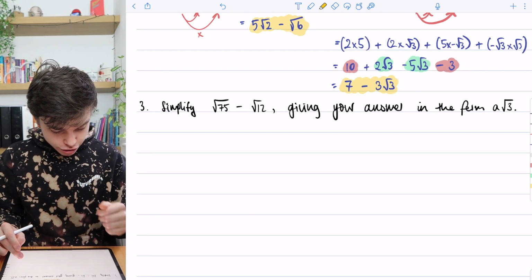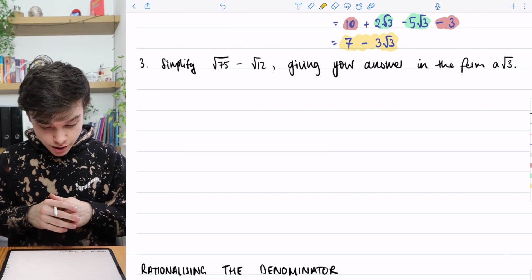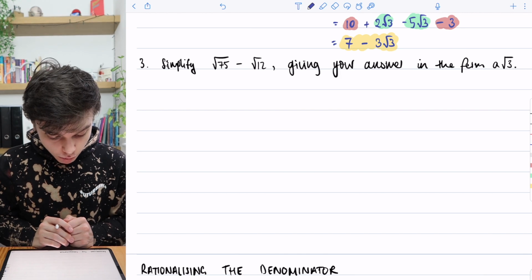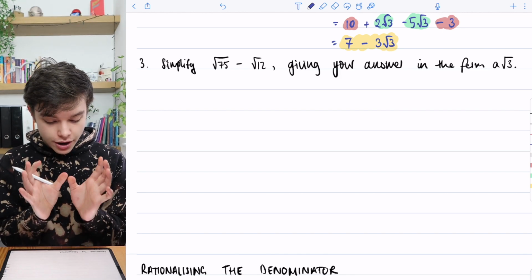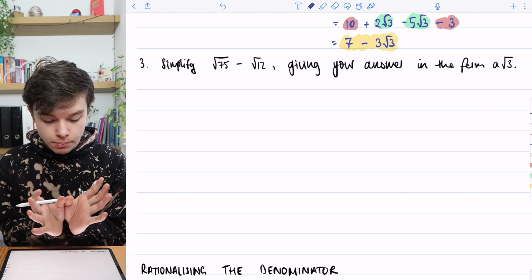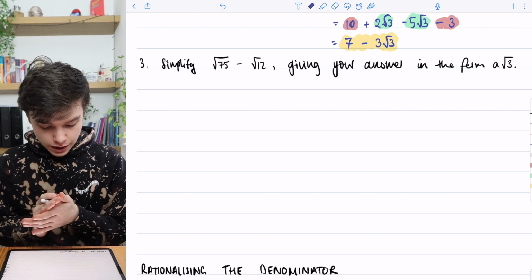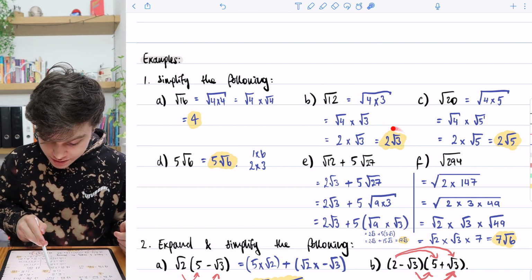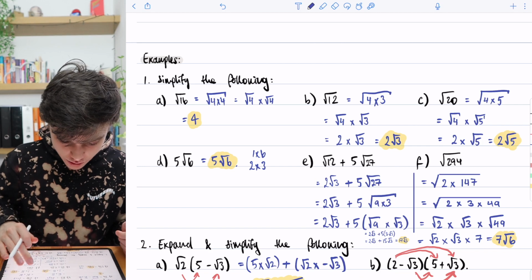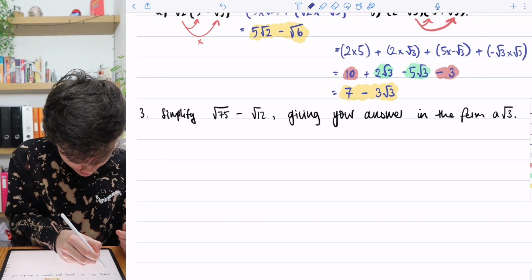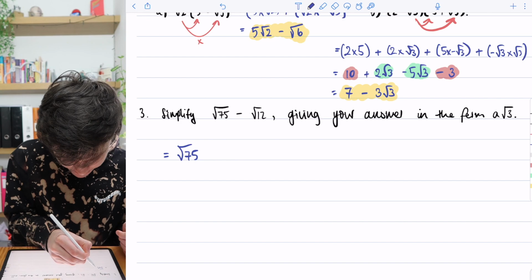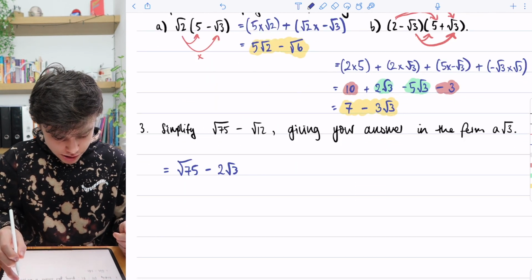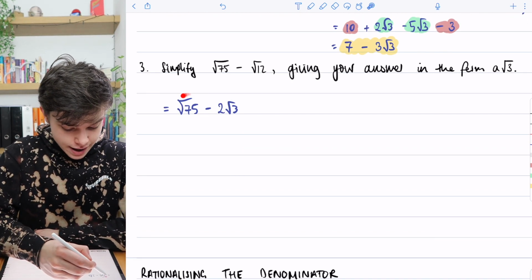Okay, question 3, you can pause and have a go if you've not done so yet, but we'll work through the answer for anyone that's had a go. So, again, what we need to do is just like in question 1, we need to take out the biggest square number from both 75 and 12. We actually know what 12 is, we did that in part B. 12 is the same as 2 root 3. So I'm going to write that down here. That's equal to root 75 minus 2 root 3, is that right? Yes, it is. So all we need to do now is simplify 75.